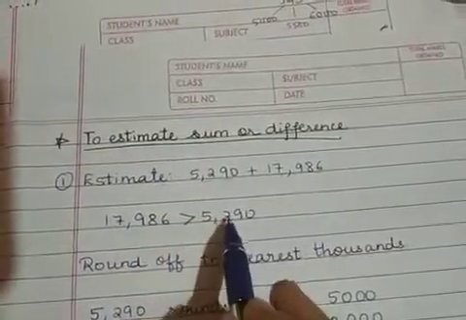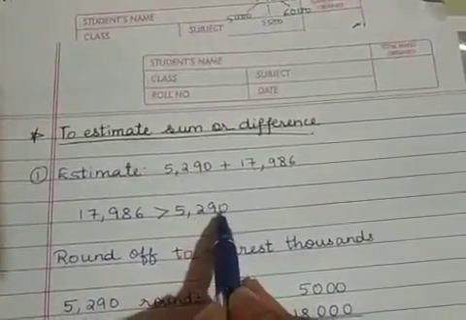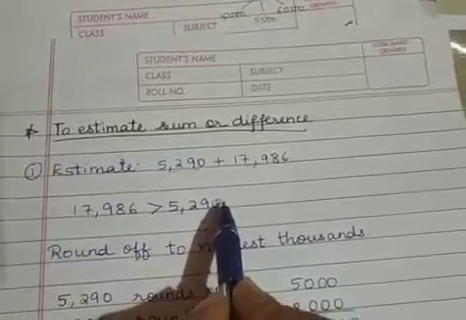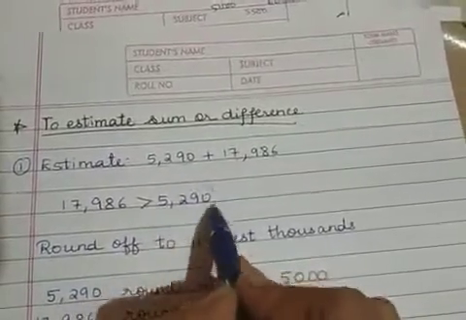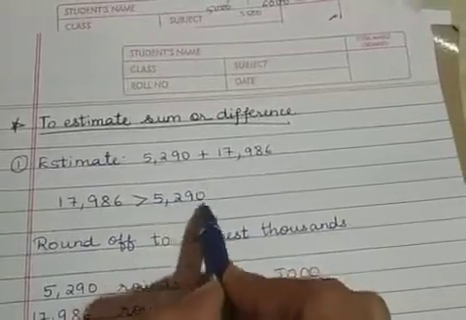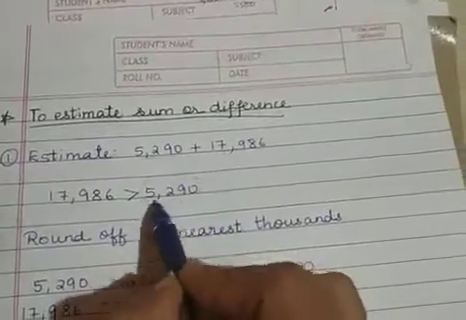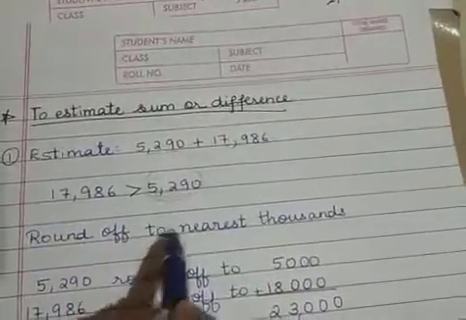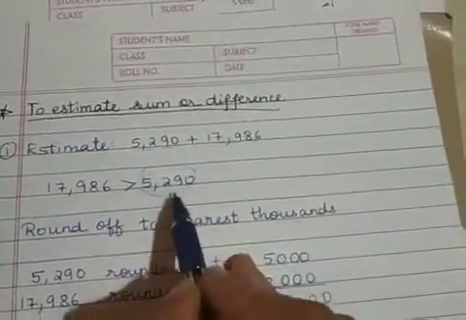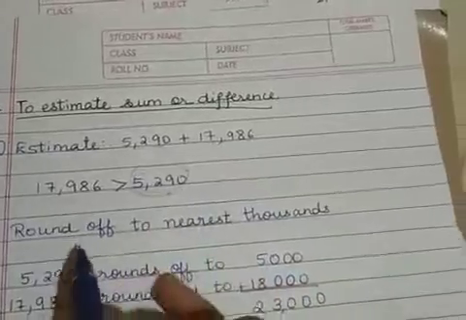17,986 is greater than 5,290. Now when you're rounding off, you consider the smaller number. This is the smaller number and it is a 4-digit number, so we will round off to the nearest thousands by the general rule.